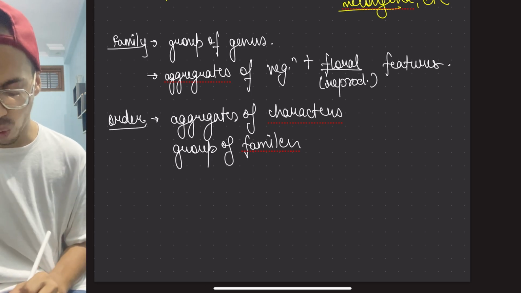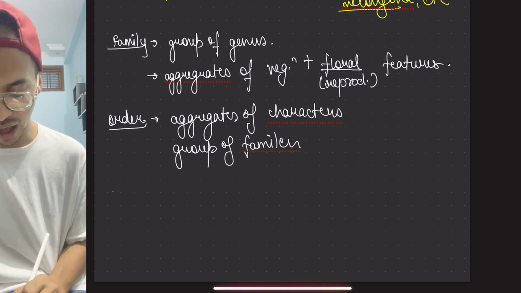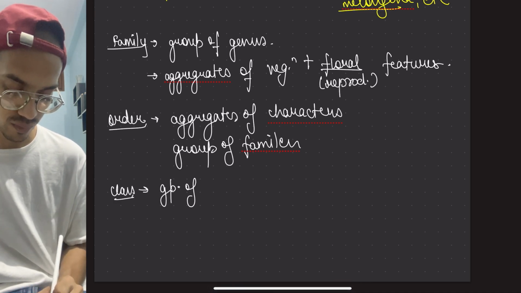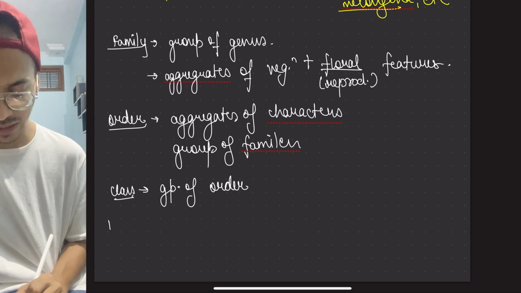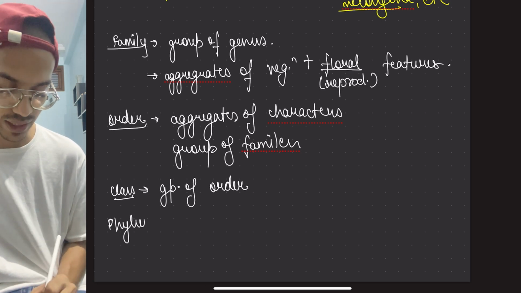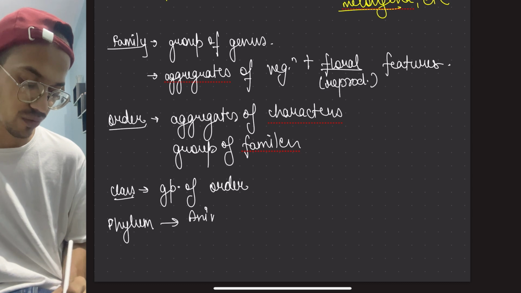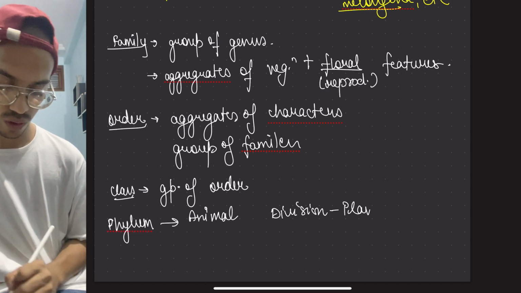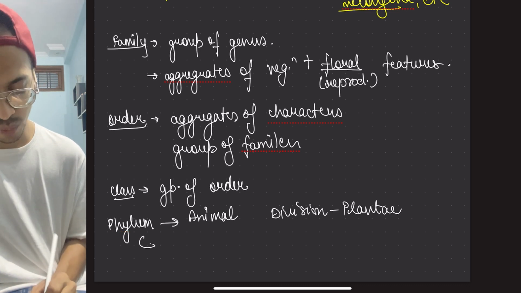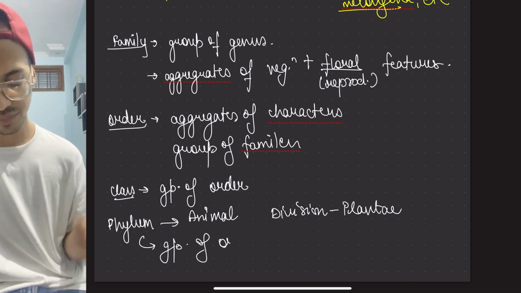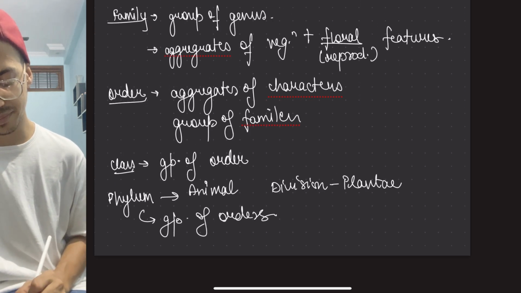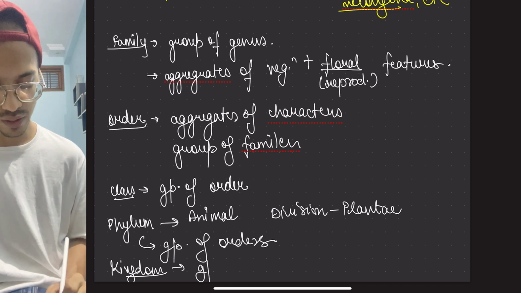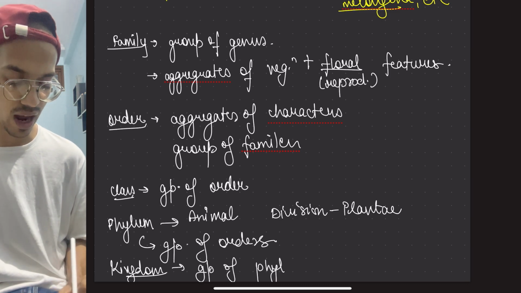Then after order we have class. Class is a group of orders. Then we have phylum. We use the word phylum for animals, and division for plants. These are groups of classes. After phylum we have kingdom. Kingdom is a group of phylum or division.